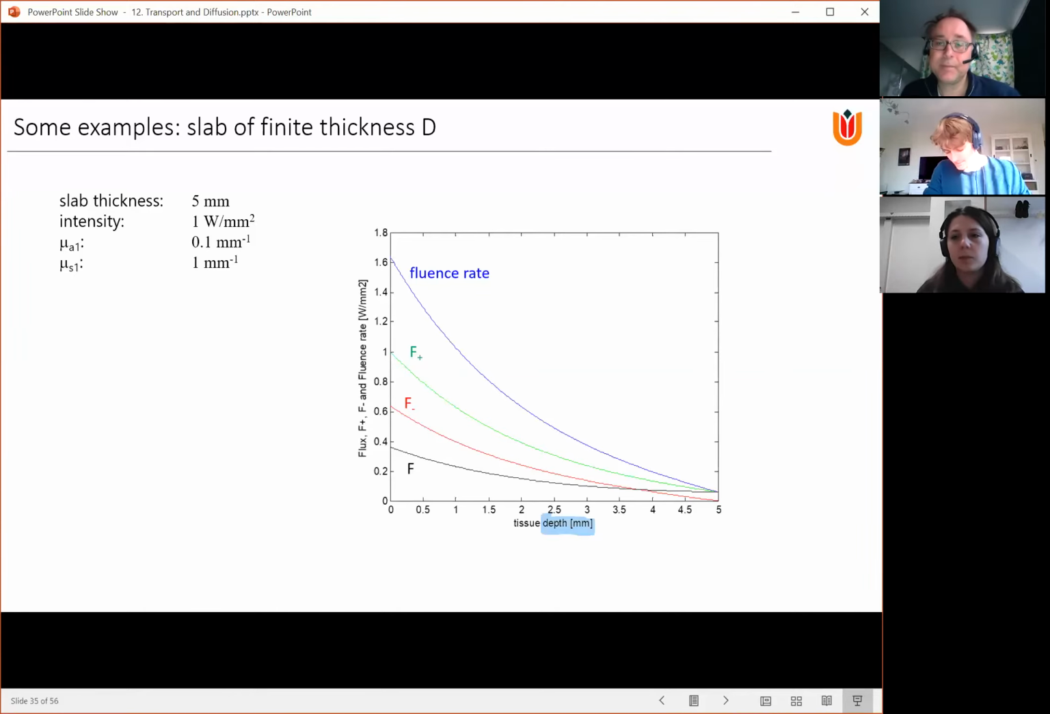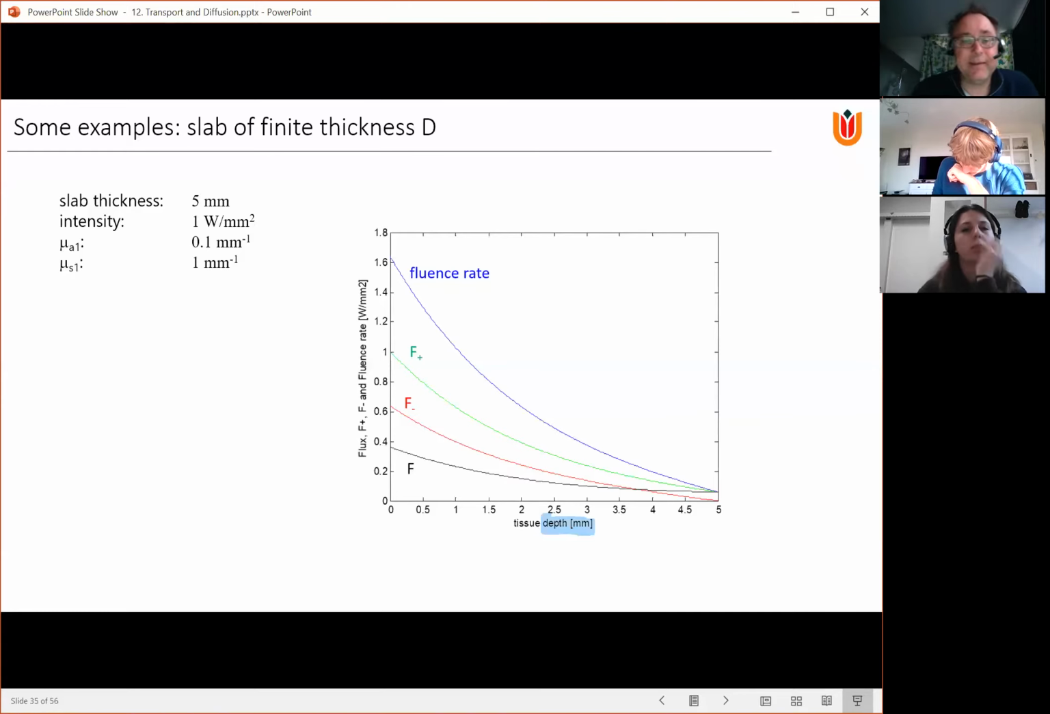At the other boundary, at 5 millimeters, because there is only a light source on one side and not on the other side, there cannot be light entering from that side. So the flux in the negative direction at the other boundary has to be 0. That's what you see here as well. So here it is neatly 0.